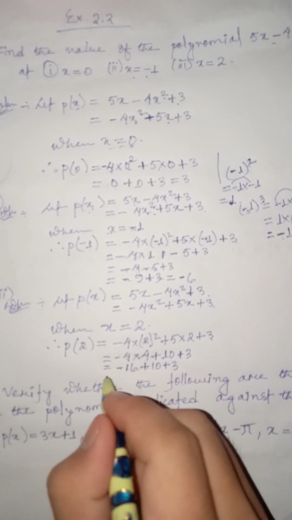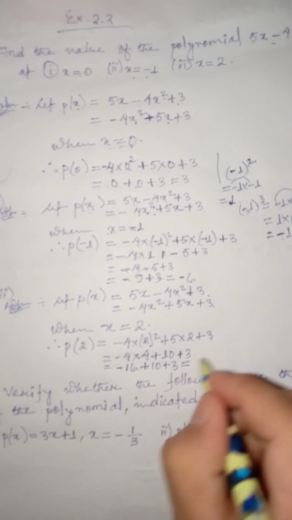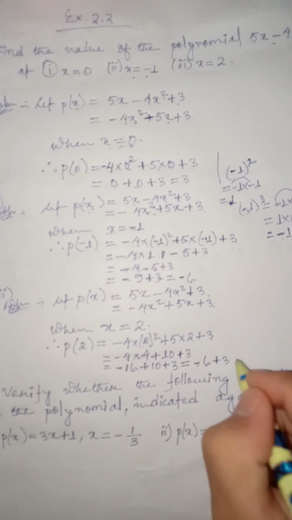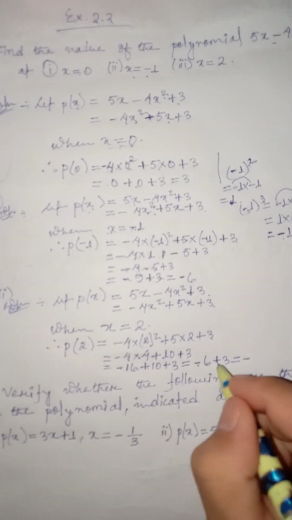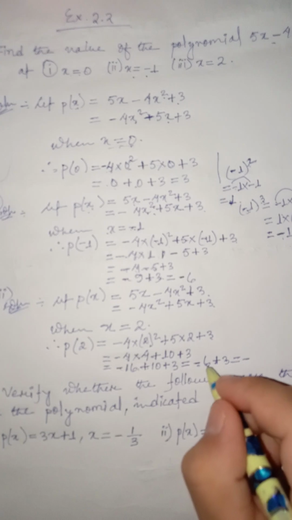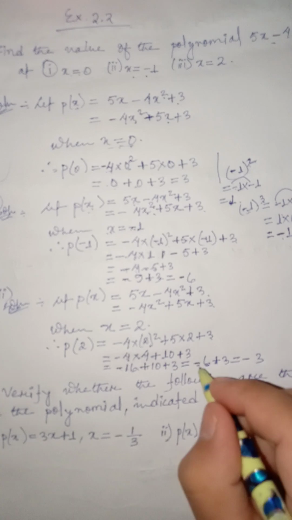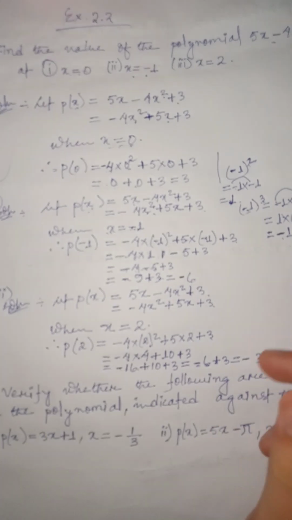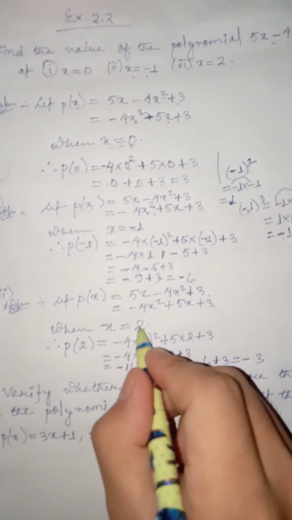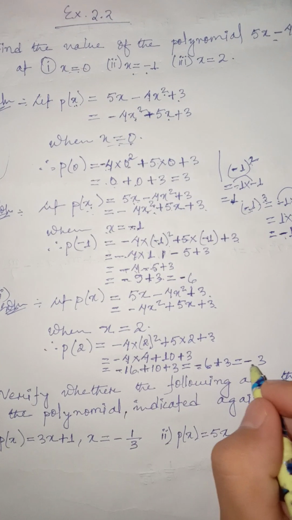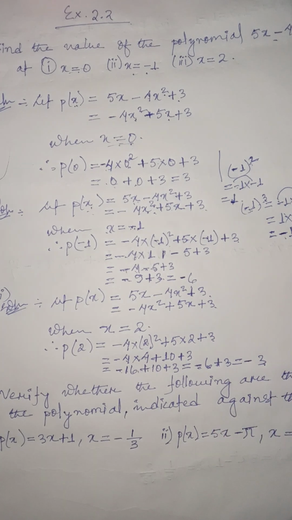4 into 4 will give you 16 plus 10 plus 3. Okay. Minus 16 plus 10, that is minus into plus will give you minus. 16 minus 10 will give you minus 6 plus 3. Minus 6 plus 3, 6 minus into plus will give you minus. 6 minus 3 will be 3. And the sign just before the greater number, that is minus. Okay. When the values of x is equal to 2, then the values of the polynomial that we will get will be minus 3. Okay, this is all about the problem that we will discuss today.